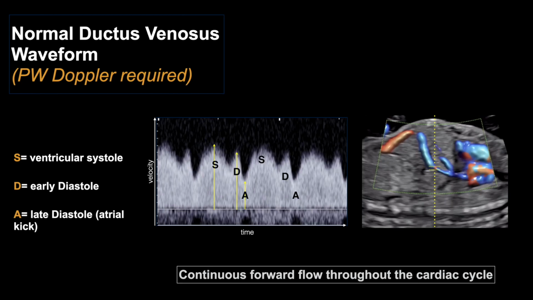Doppler is also required of the ductus venosus. This was not a change. This has been a part of the guidelines for a while now. So pulse wave Doppler within the ductus venosus, you're looking for continuous forward flow throughout the cardiac cycle, with abnormal being the A wave either approaching the baseline or going below the baseline.